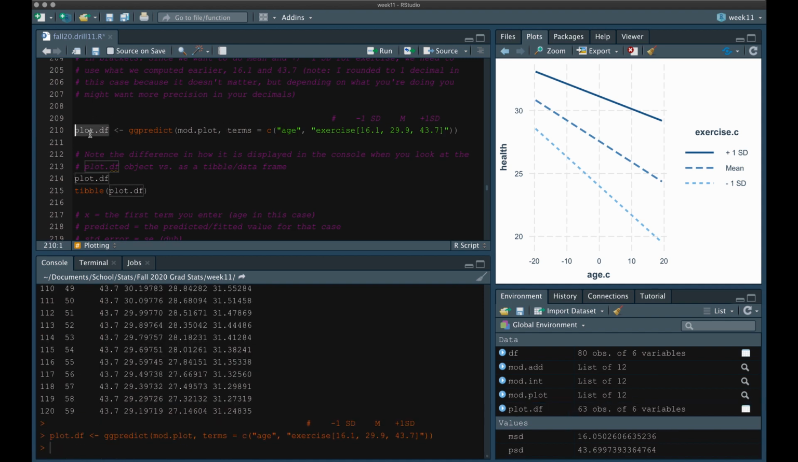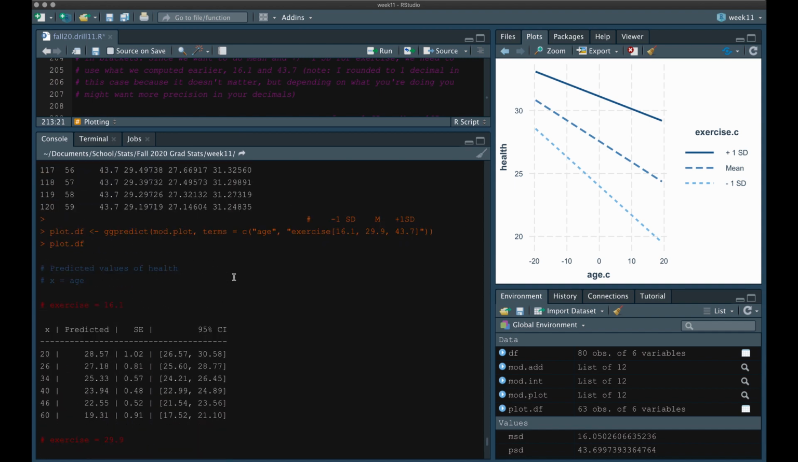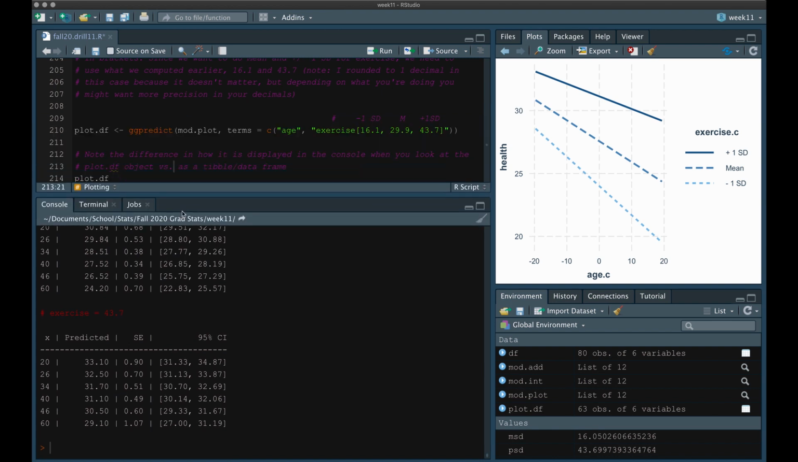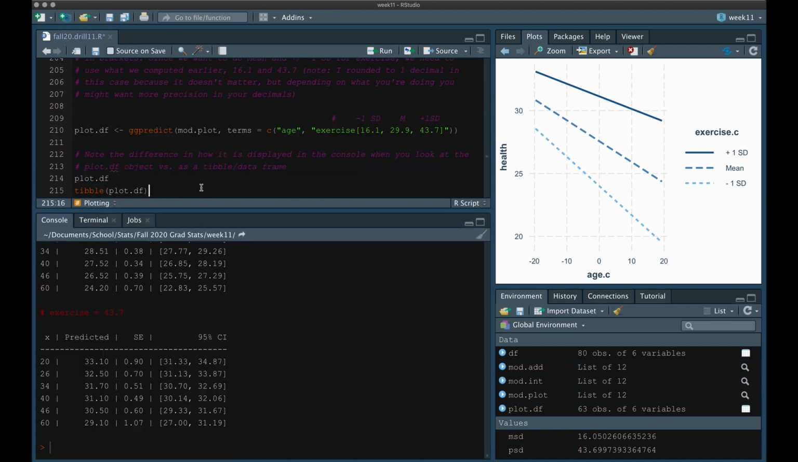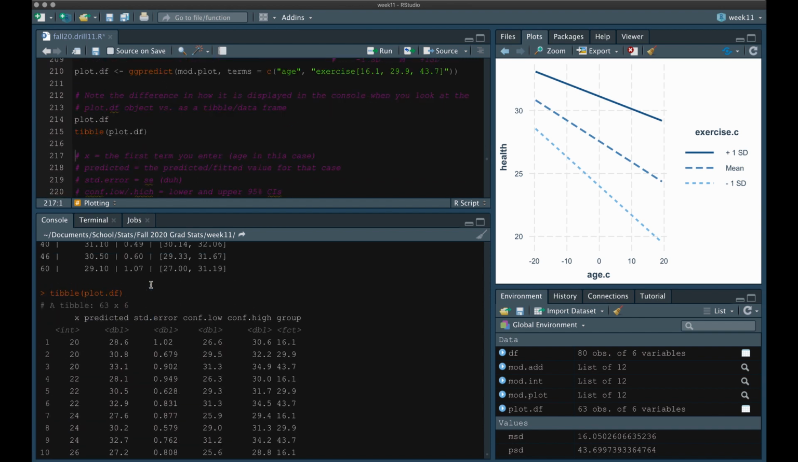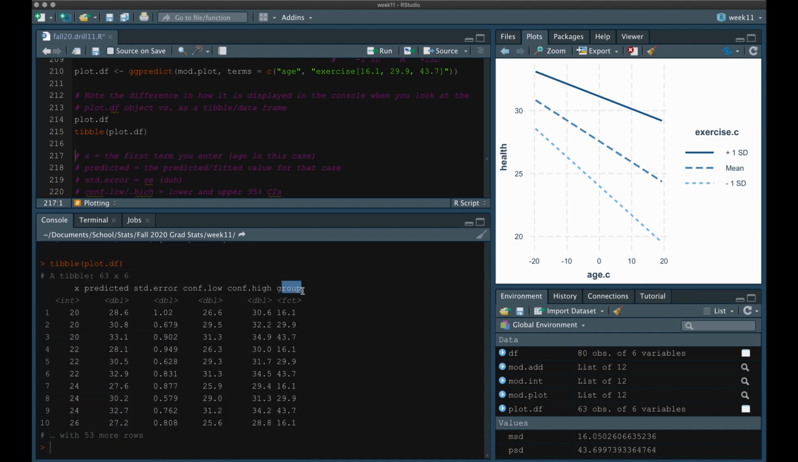And when we run that, I'm going to store that as a thing called plot df, but I want you to notice the difference in how the object plot df displays. It displays almost as if it's three separate tables. But I don't want you to get confused. That's just how it outputs the object. If you actually look at it as a tibble or a data frame, you'll see that it's a little bit different: exercise is called group, and age is just called X. Whatever your focal parameter, age, is whatever term you put in first, that becomes X. Whatever term you put in after that becomes group.